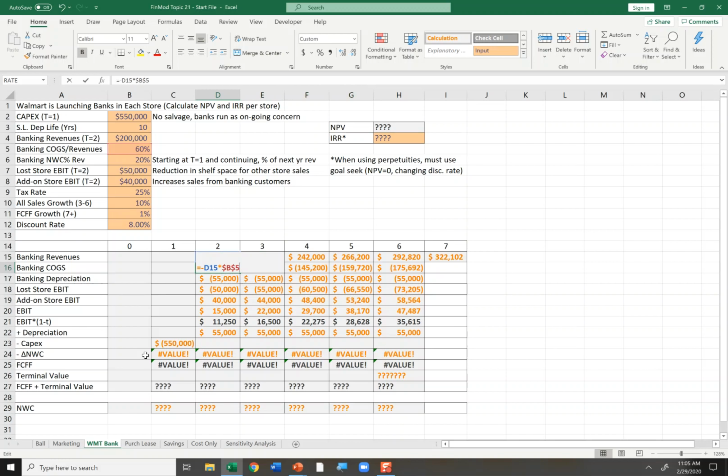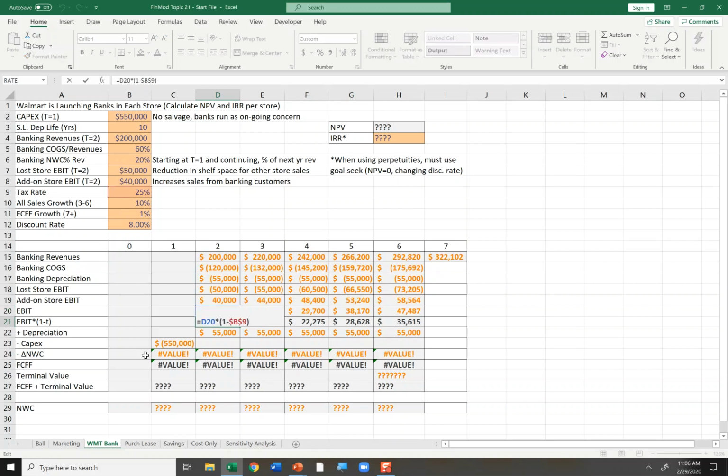I'm then going to have cost of goods sold, assuming it's 60% of revenues. I'm going to have my depreciation, which is going to be 1/10 of my Capex, since I'll do a straight line depreciation. I'm going to assume that I lose $50,000 in Walmart Superstore because of loss of the shelf space. But I'm going to generate an extra $40,000, and that grows a bit because there's just going to be more people coming to the store to do banking.